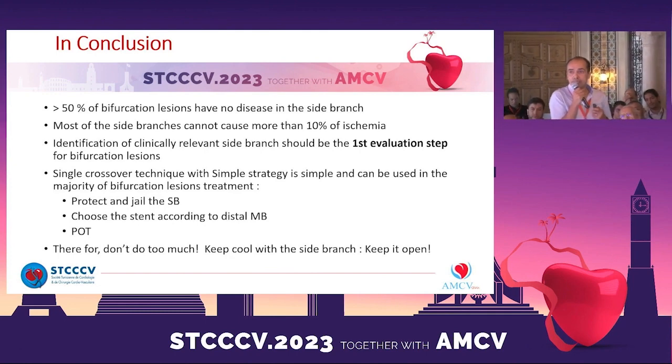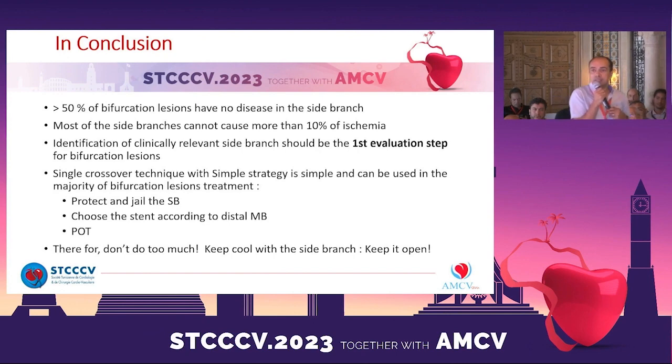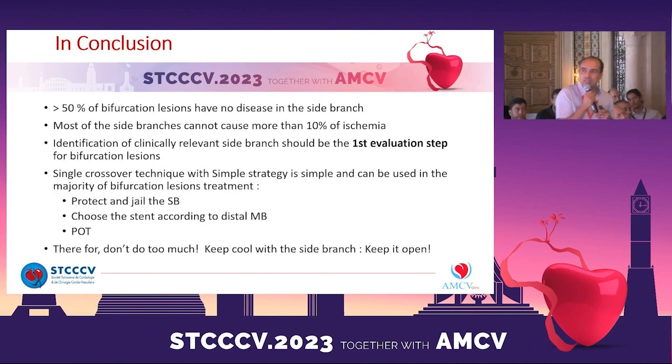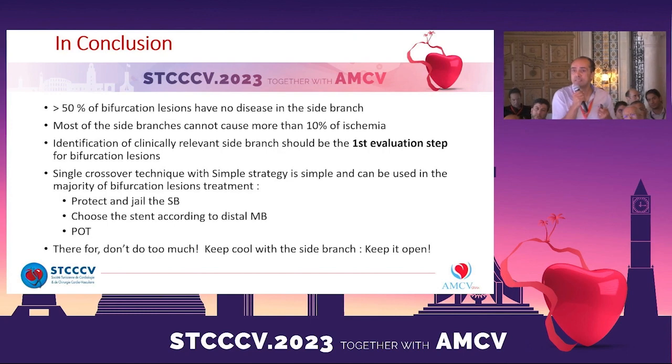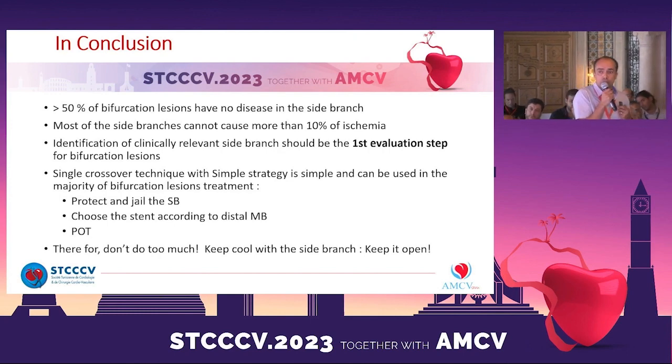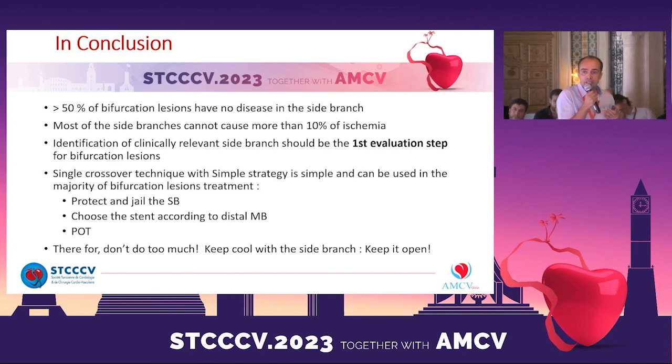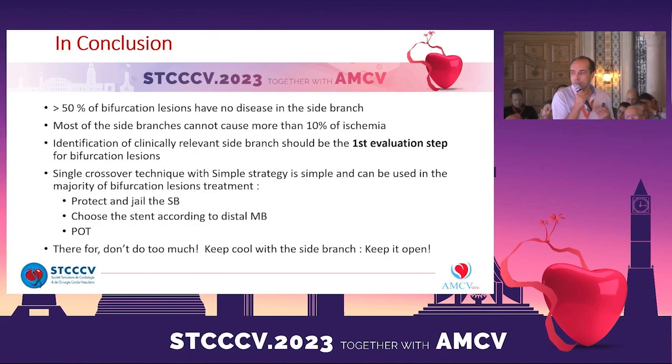Single crossover technique with simple POT, I think this can be used in the majority of PCI bifurcation lesions. Protect and jail the side branch. Choose the stent according to the distal main branch and final POT. Therefore, don't do too much. Keep cool with the side branch and keep it open.